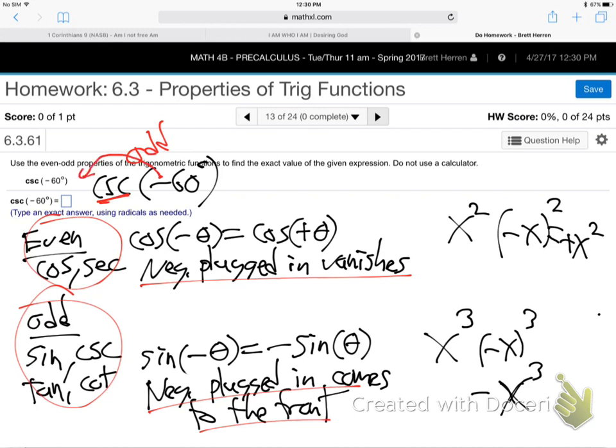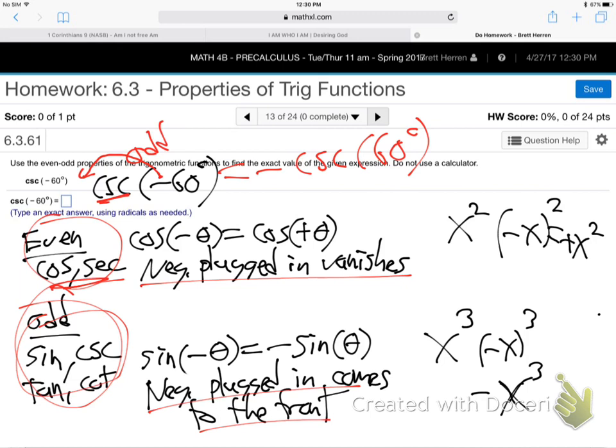Come to the front, right? They're plugging a negative in, and that negative is going to come to the front. So you just move that negative. Basically, you never have to do trig functions of negative angles. With these properties, even and oddness, you never have to worry about negative angles if you don't want to. If they plug in a negative angle, you can always get rid of it. If it's cosine or secant, it just fully vanishes. If it's any of the other four functions, the negative comes to the front. Either way, it's not plugged in anymore, right?